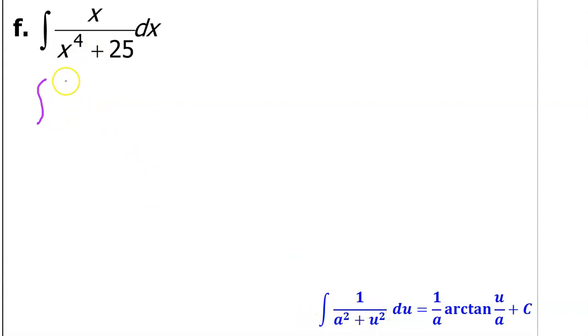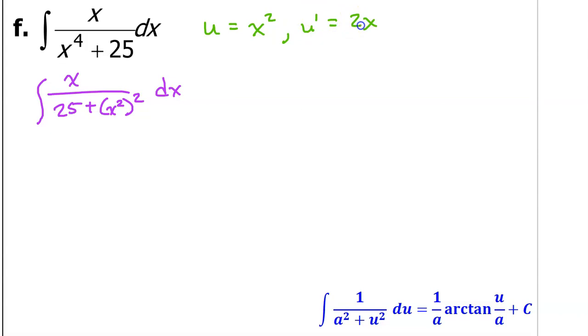So I'm going to write x over, I'm putting the 25 in the front, so I know that I need something squared. Well, that would have to now be x squared squared, because that has the same value as x to the 4th power. Let's not forget the dx. The u is whatever is being squared. So that tells us that the u must be x squared, which means u prime will equal 2x.